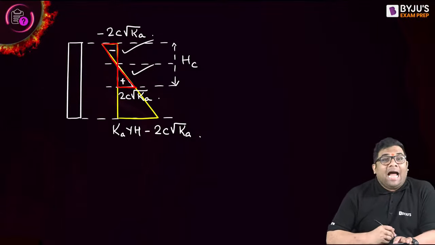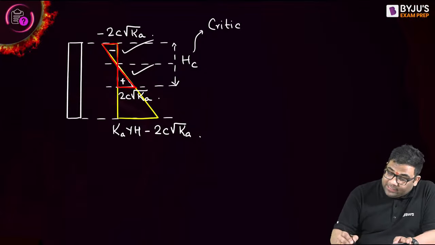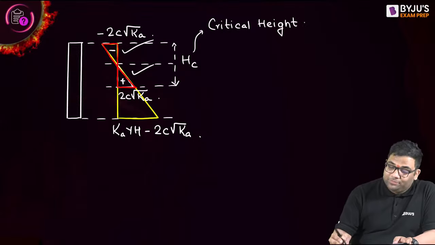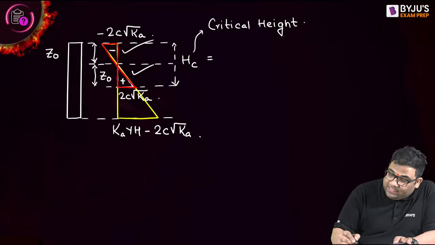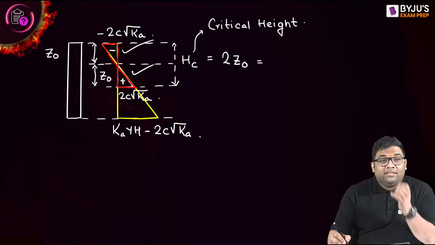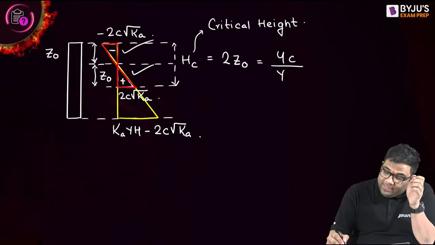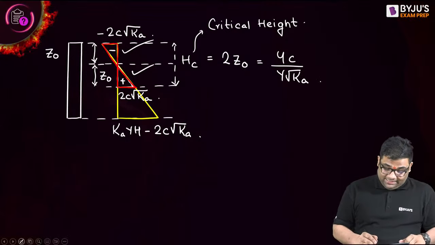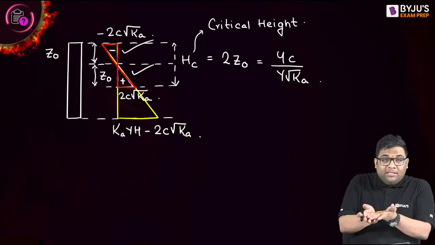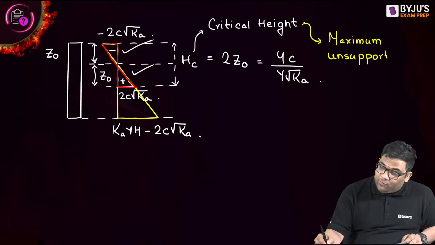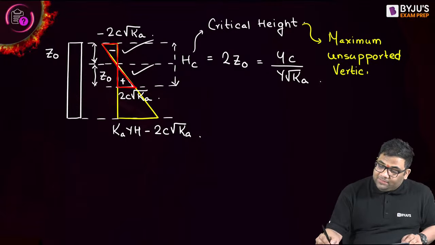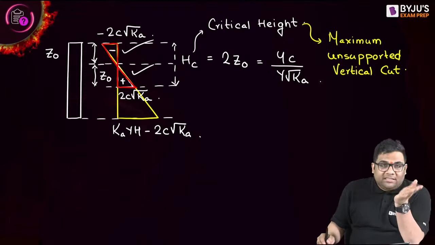That I will call the critical height. And this critical height will be how much? By symmetry, this is Z naught, where the earth pressure is becoming zero, so this also will be Z naught. And this critical height is nothing but 2 into Z naught. Z naught was 2C by gamma root K, so it becomes 4C by gamma root K. At this critical height, I need not provide any support, because the earth pressures are cancelling each other. So critical height is the maximum unsupported vertical cut. Why? Because the earth pressures are cancelling each other.